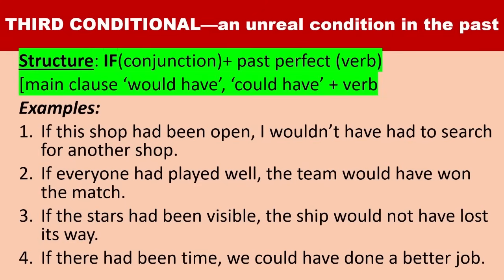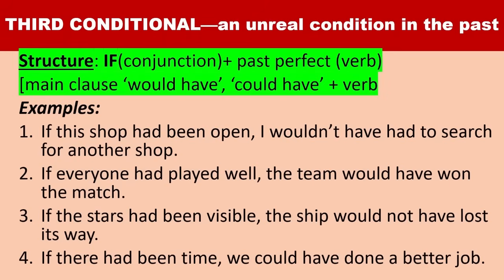We have the third conditional, which is the last of the four types. This is our last slide, and you can see here that this is an unreal condition in the past. The action is over. There is no possibility of the action taking place. Unlike the second conditional, which says it's unlikely, but it might someday become likely. Here it is totally unreal.